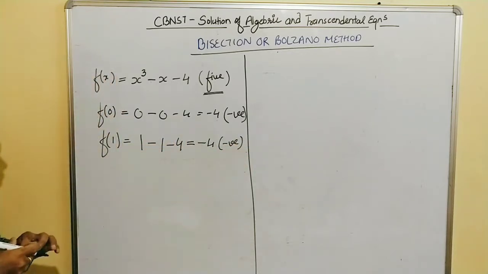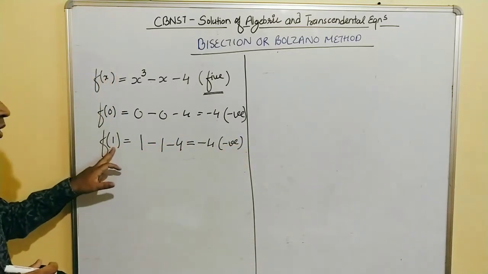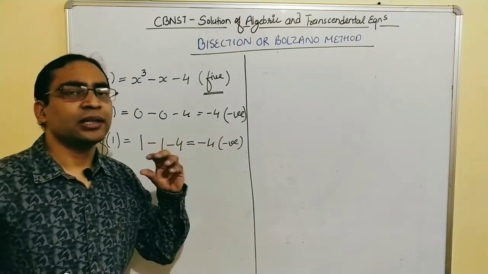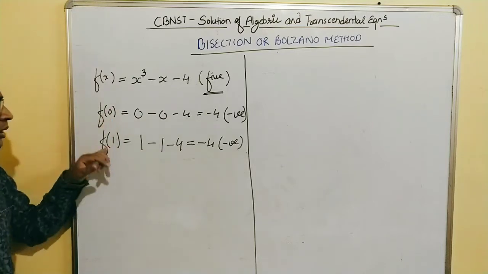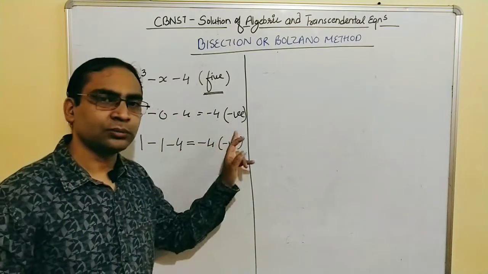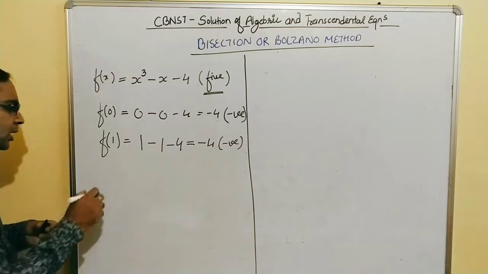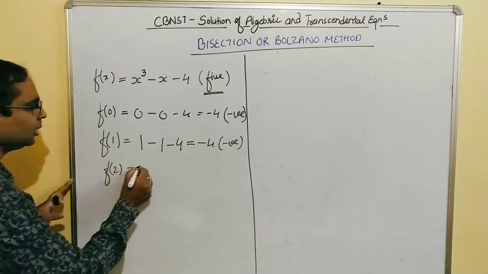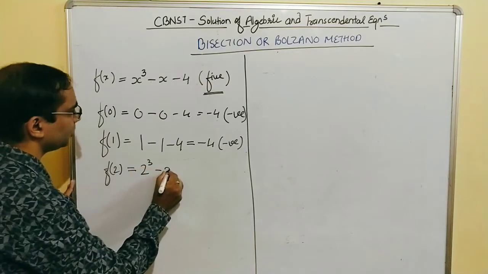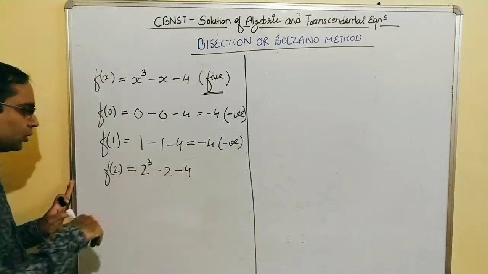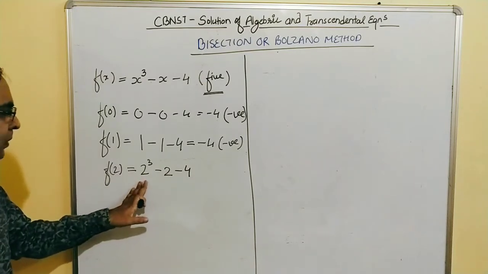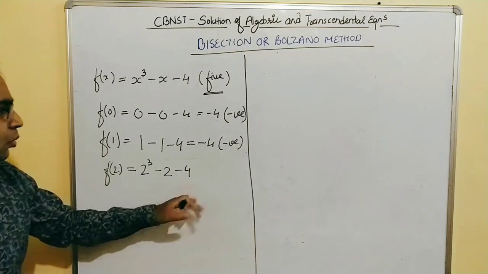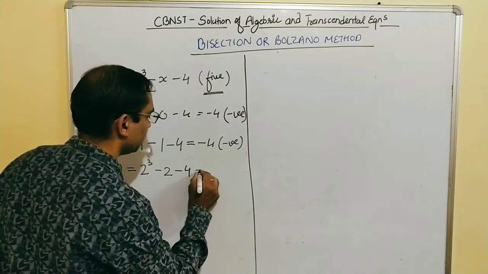So obviously we cannot choose our interval as 0 and 1 because at both the endpoints the value is negative, and as we know, at both the endpoints the signs have to be opposite. So we'll have to find some more points. Let's say we take this as 2. So now what will it be? This is 2 cube minus 2 minus 4. So we can see that 2 cube is 8, then 8 minus 2 will be 6, and 6 minus 4. So we have got 2 here.